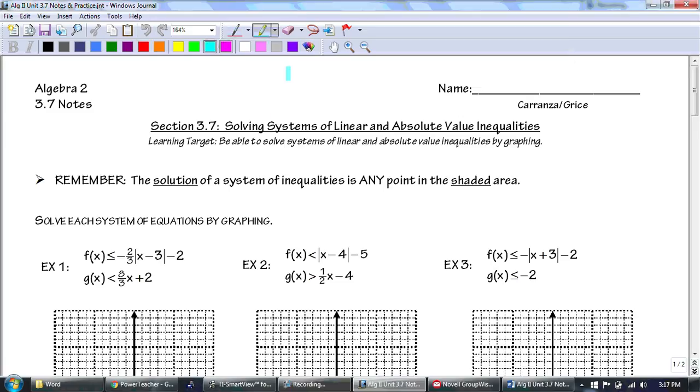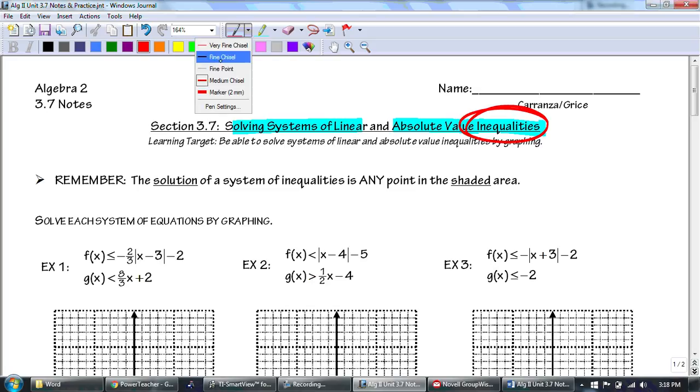Today we're going to be talking about solving systems of linear and absolute value inequalities. Our learning target today is to be able to solve systems of linear and absolute value inequalities by graphing. So just remember that the solution of a system of inequalities is any point in the shaded area.